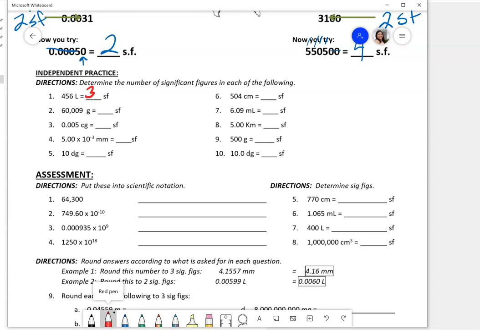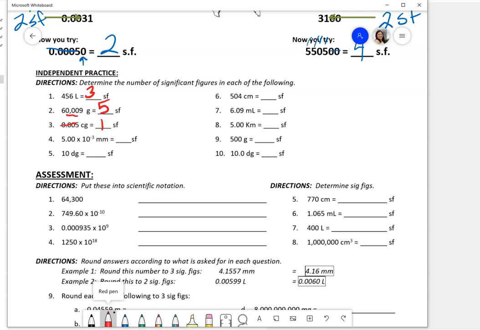That's rule number 1. Number 2 has 1, 2, 3, 4, 5 sig figs. Those zeros count because they're sandwiched in. That's still rule number 1. Number 3 has 1 sig fig. Again, those leading zeros do not count. So you only have 1.